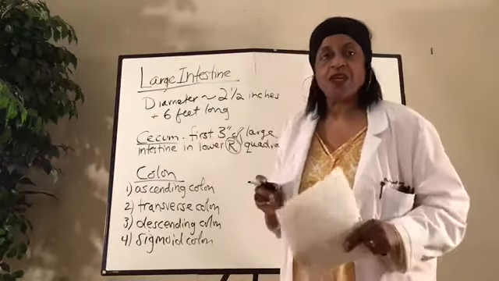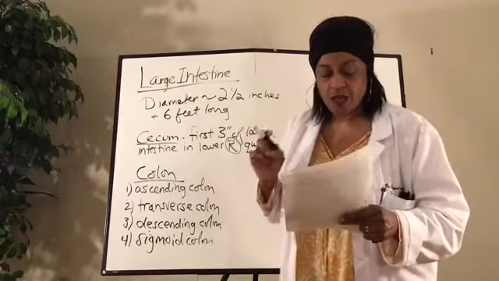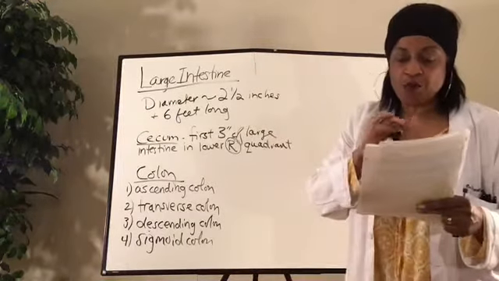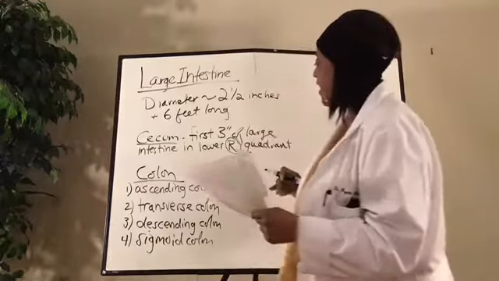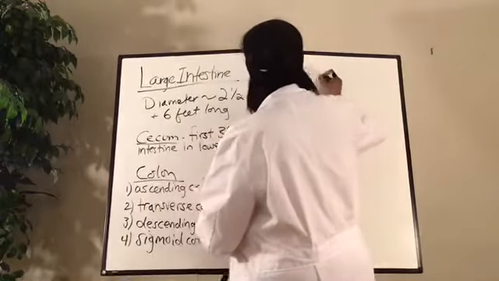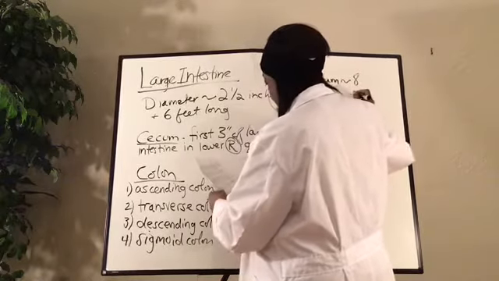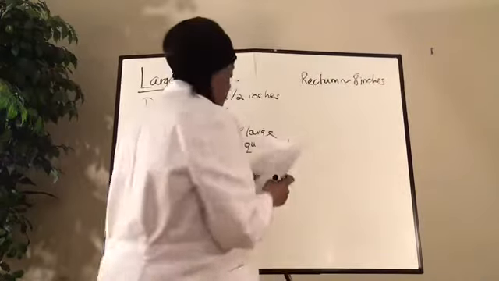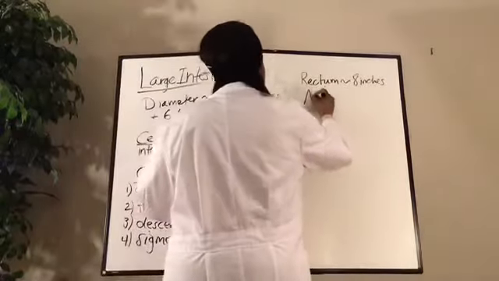This is my little joke. Last but, as in B-U-T-T, not least, that's a joke, the rectum. The rectum is about 8 inches. And that will complete the intestinal tube. So this is the colon, and then let's put the rectum. That's about, we say, the last 8 inches, right? And then we have the anal canal, or anal columns.